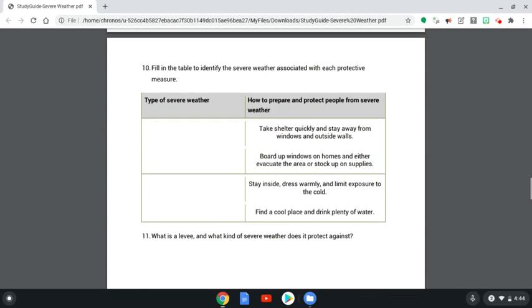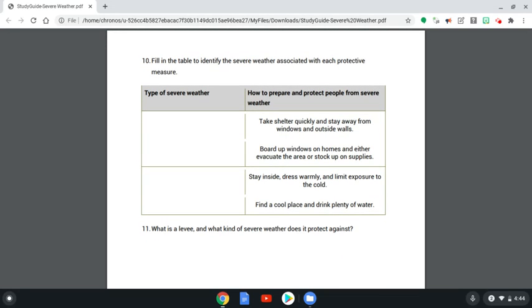Just briefly looking at the next one, type of severe weather, how to prepare and protect people from severe weather. Tornadoes, take shelter quickly, stay inside away from windows and walls. We do tornado drills at school. Hurricanes, board up windows or own homes and either evacuate the area or stock up on supplies. Blizzards, stay inside, dress warmly, and limit exposure to the cold. And heat waves, find a cool place and drink plenty of water.